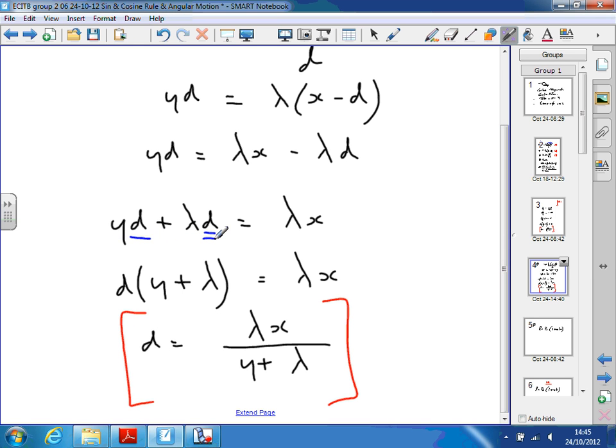When I've got to that point, a useful trick, if the thing you're trying to isolate occurs more than once on the same side, factorize, take it outside the bracket. And then d, the thing I'm trying to isolate, only occurs once. So all I've got to do now is divide both sides by the rest, the whole bracket, and then I've got it. Okay? Those are useful things, and these sorts of steps occur in more than one formula. So the more of these you do, the easier they get.